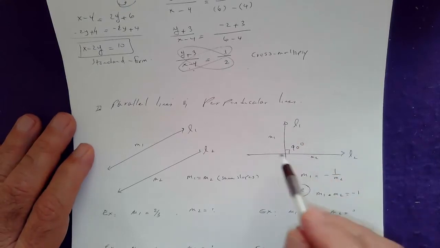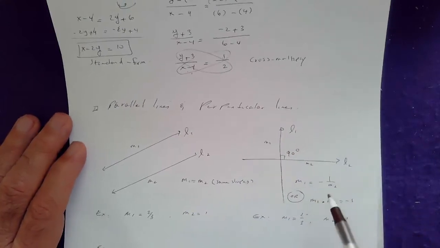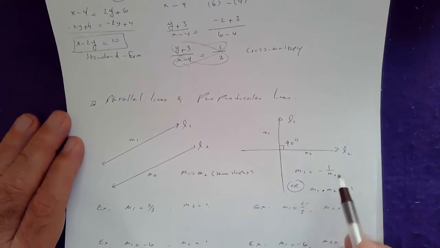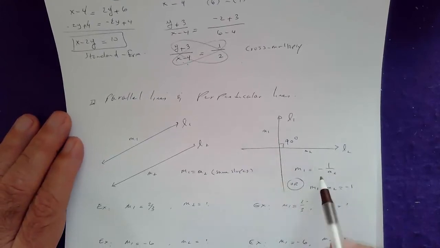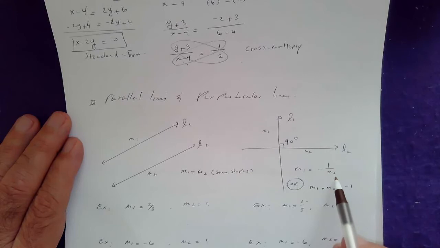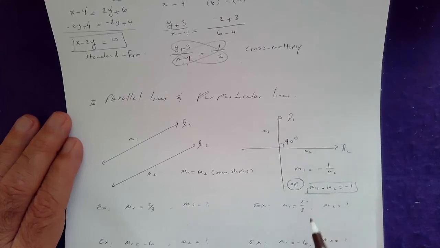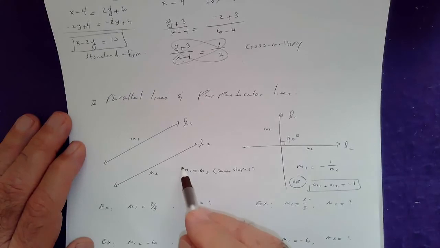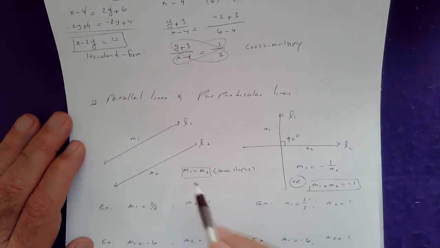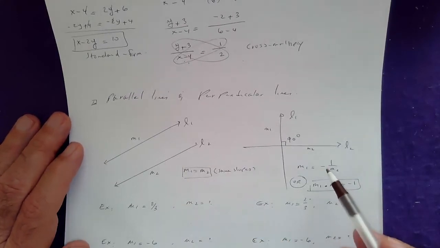On the other hand, when two lines cross at 90 degrees, the slopes are not the same. The slope of one line is the negative reciprocal of the other one. Or you could say their product, that means m1 times m2, has to be equal to negative 1. So this is pretty much the definition of parallel lines and perpendicular lines.